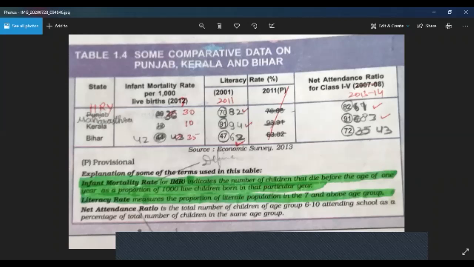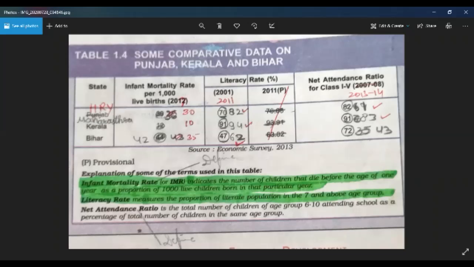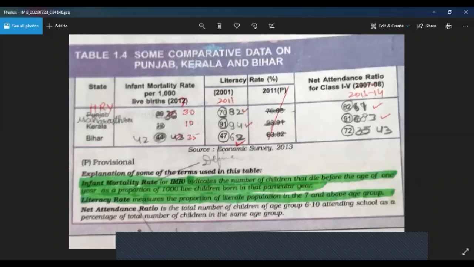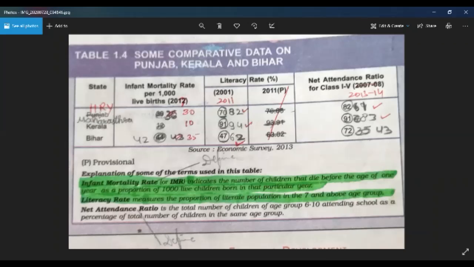Literacy rate is very high in Maharashtra, then in Haryana, then in Bihar. Net attendance ratio means the total number of students attending primary school, or you can say the total number of students in the age group of 6 to 10 years attending school. Right. So it is highest where, we find here? It is highest in Kerala.